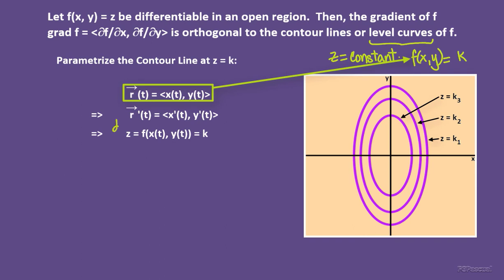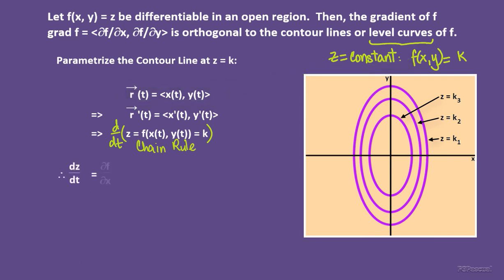Now, it is a simple matter of taking the total derivative of z with respect to t using the chain rule. This derivative is given by the partial derivative of f with respect to x times the derivative of x with respect to t plus the partial derivative of f with respect to y times the derivative of y with respect to t. This should equal the derivative of the constant k. And of course, the derivative of a constant is 0, so the total derivative of z with respect to t is equal to 0.